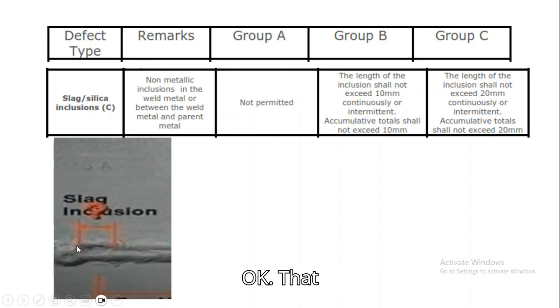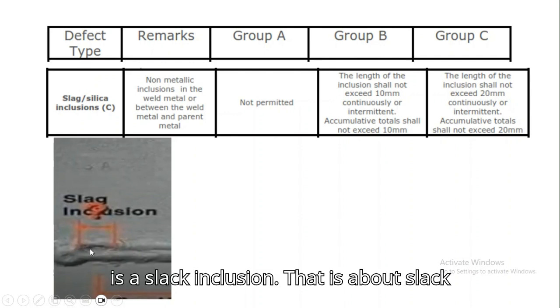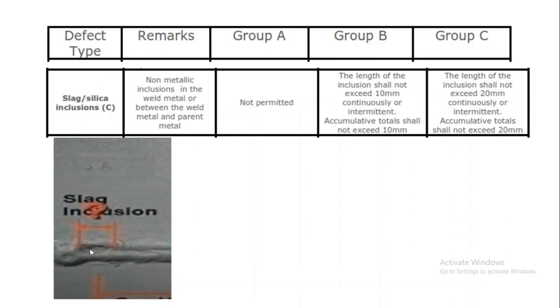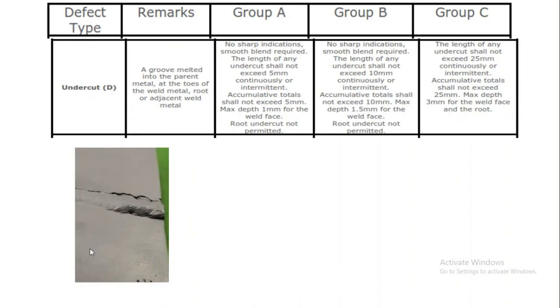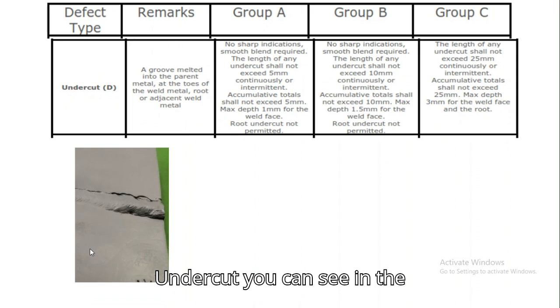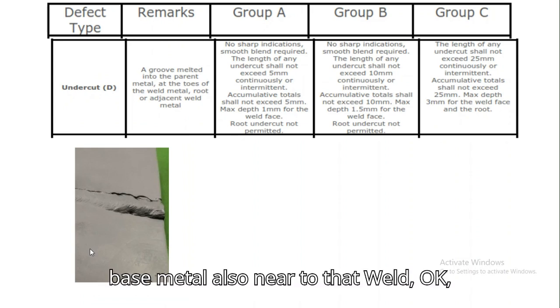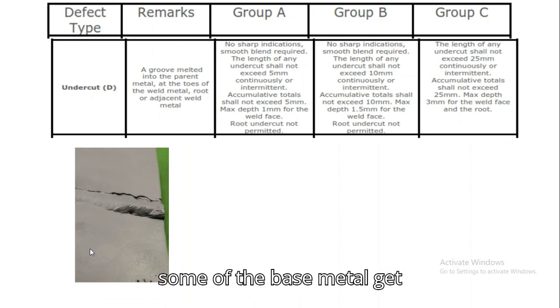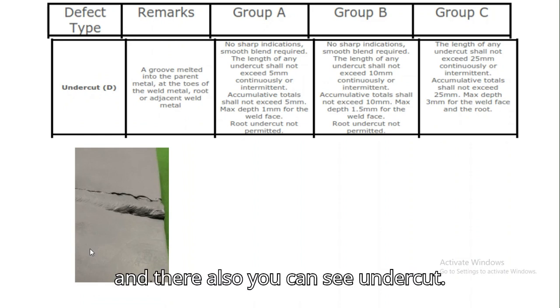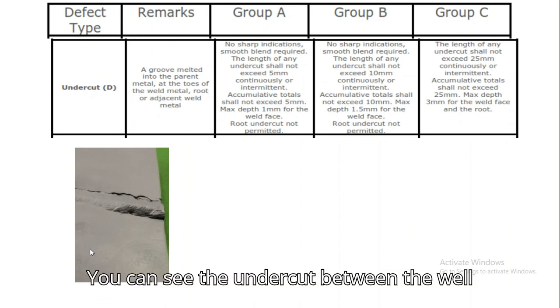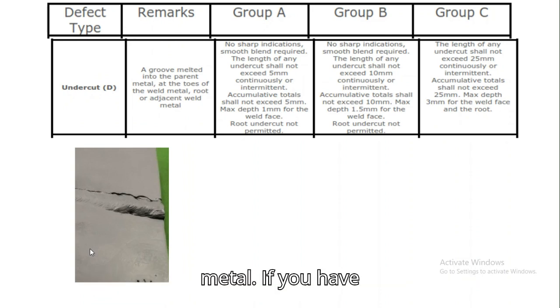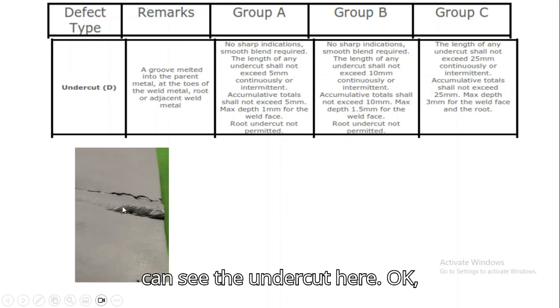That is about slag inclusion. I hope you understood. Then undercut. Undercut, you can see in the base metal also, near to that weld. Some of the base metal gets melted. That is an undercut. And if you have two runs of the weld metal, there also you can see undercut between the weld metal.